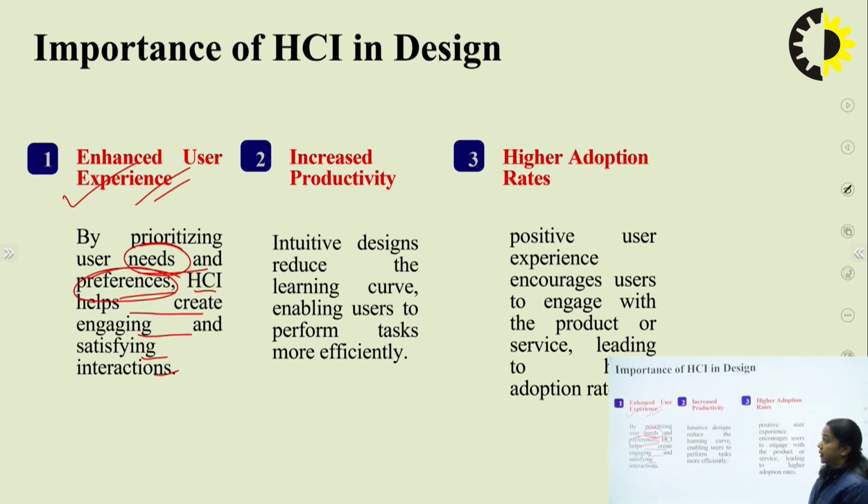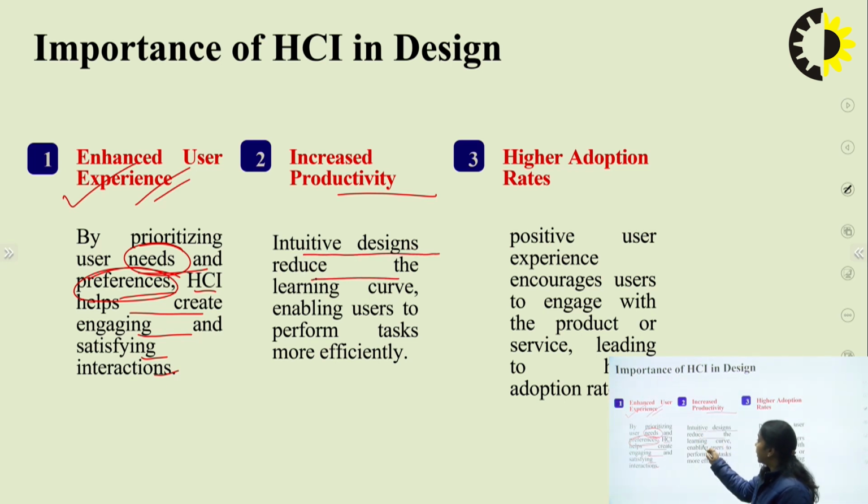Second is increasing productivity. Productivity in the sense that if the technology is helpful in interacting with the user more and more, more and more users will access it, and the popularity, usability and accessibility of a specific technology will increase, which will give more productivity for that product. So increasing productivity is the second importance for HCI design. Intuitive design reduces the learning curve, enabling the user to perform the task more efficiently. So by reducing the learning curve and enabling the user to perform the task, it will increase the productivity of the specific technology in the market.